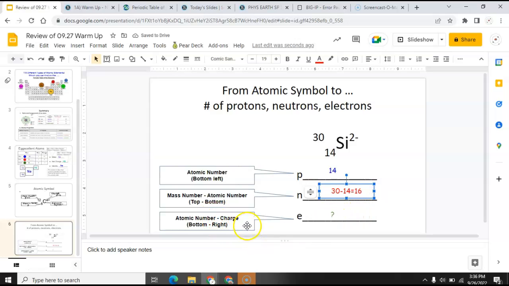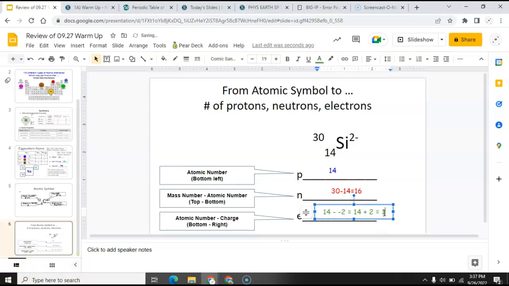And finally, for the number of electrons, we would do the atomic number minus the charge. So 14 minus 2, or minus -2 in this case. And remember, if you're doing a minus and a minus together, that's the same thing as saying 14 plus 2. Which would, of course, equal 16. So in this symbol, we would have 14 protons, 16 neutrons, and 16 electrons.